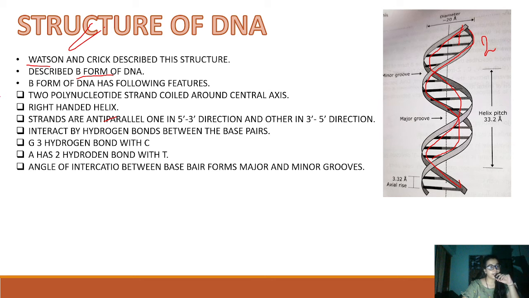These are right-handed helix structures, that is they are turned towards the right hand side. If one strand moves from the 5 prime to the 3 prime direction, another strand will be moving from the 3 prime to 5 prime direction. So that's why both the strands of the DNA are anti-parallel to each other.